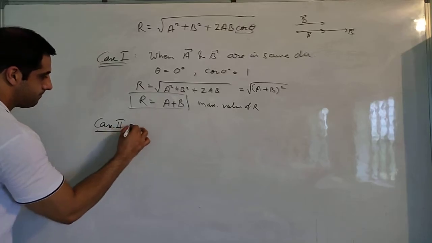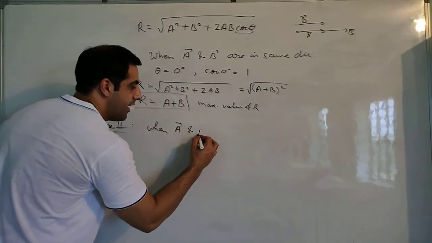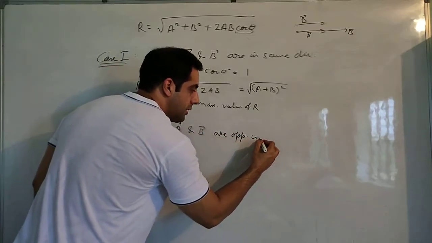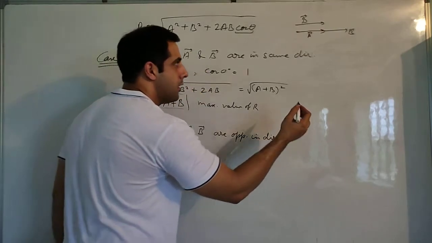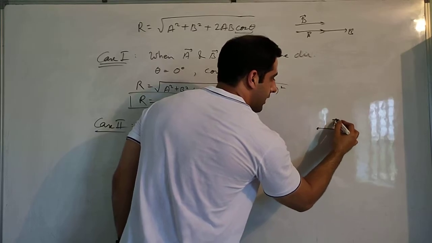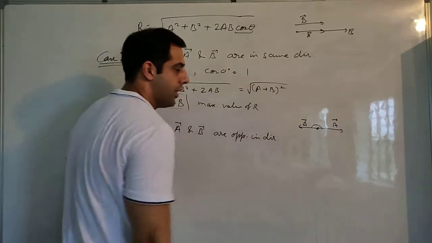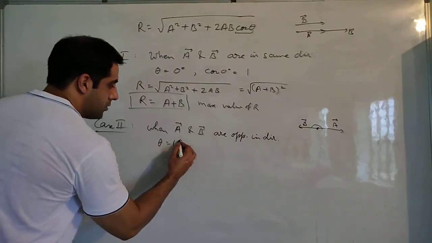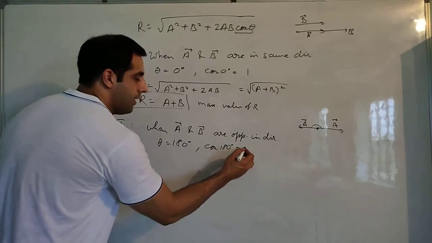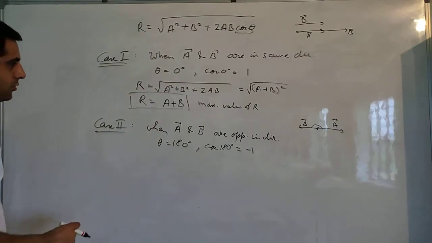Second case, when vector A and B are opposite in direction. That means if vector A was this, vector B was this, then I can write this as A and this will be B. Then what will be the angle between them? 180 degree. So theta equals 180 degree. That means cos of 180 degree. What is cos of 180 degree? It is -1. Remember these values.